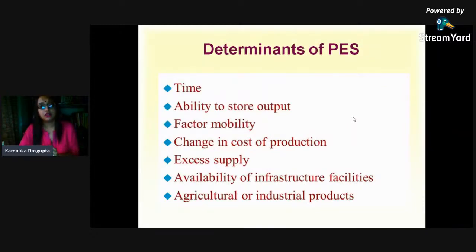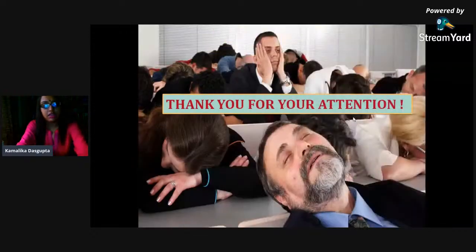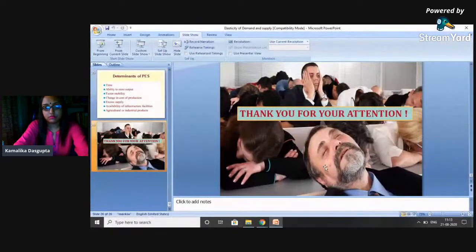And for industrial products also, we face the same kind of difficulty. Factor mobility in the industrial sector is not always available, because you need specialized people for specialized production. So responsiveness of supply to price change is less in the case of agricultural and industrial products. That is why price elasticity of supply is usually low for these products. That is the last thing that I wanted to cover.